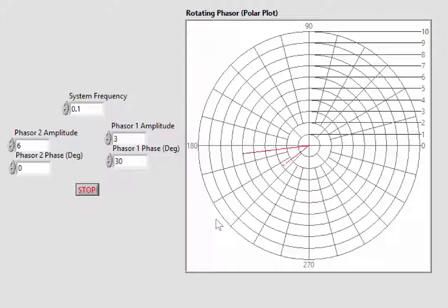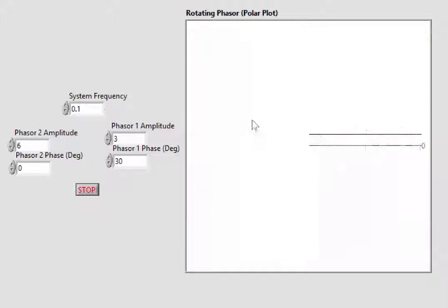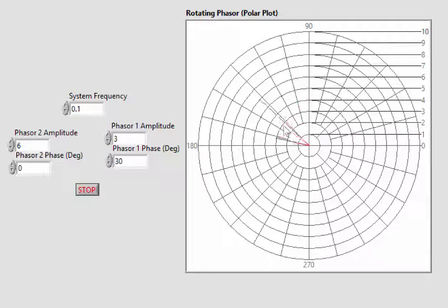What I want to illustrate is that here we have two phasor quantities. One has a magnitude of 6 units, and a second has a magnitude of 3 units. They're spinning together at a rate of 0.1 hertz. I'm not sure what that is in radians per second, but 0.1 hertz means it takes 10 seconds for these vectors to rotate one time around the polar plot here.